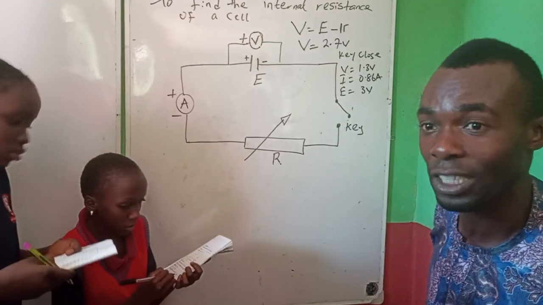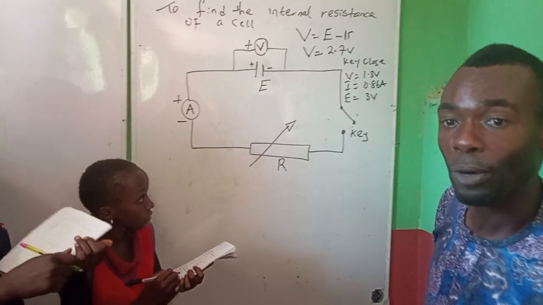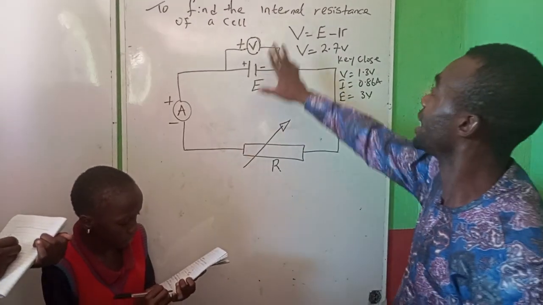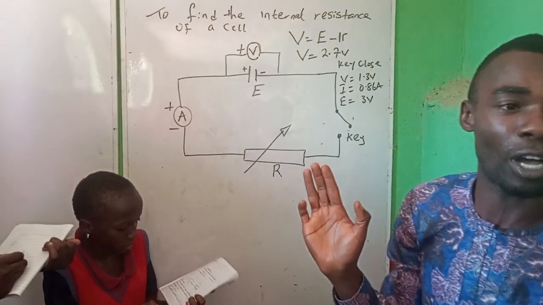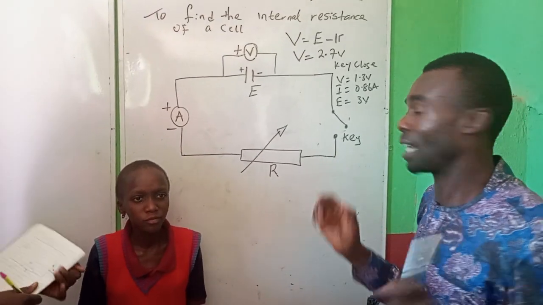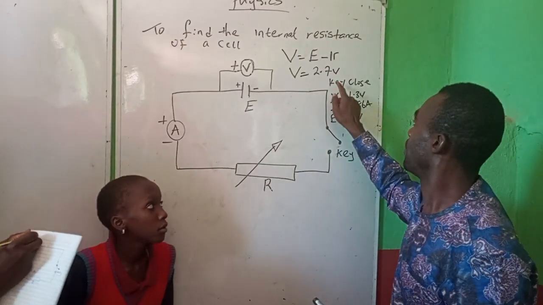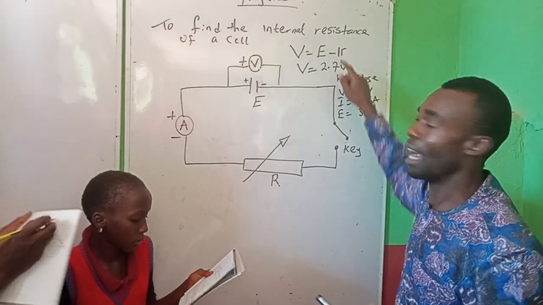I add the two batteries together: 1.5 plus 1.5 gives me 3 volts. When you know this, any question on internal resistance, you can be able to answer with this practical. Now, the next thing: I want to calculate my internal resistance.